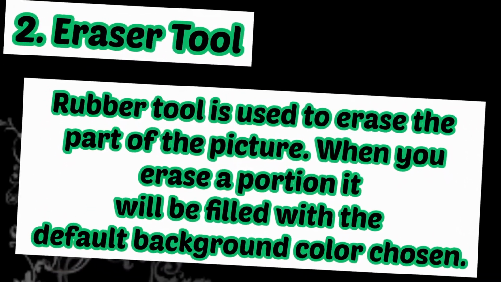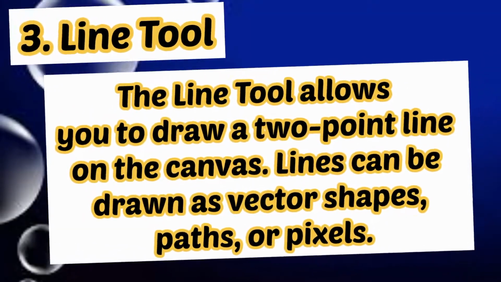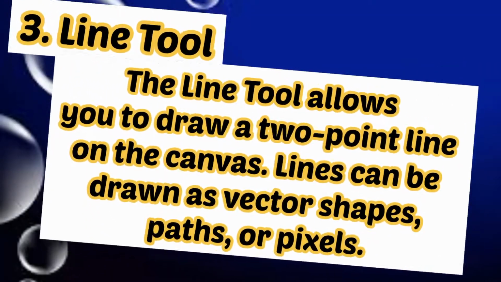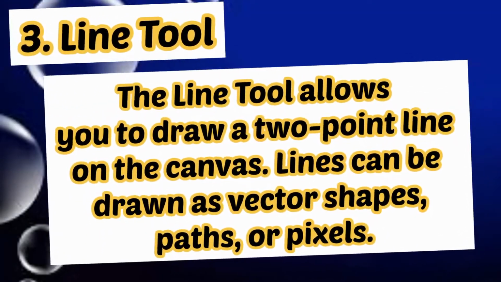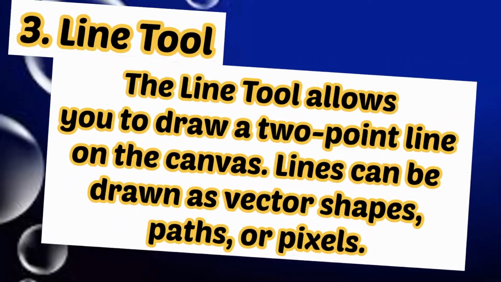Now let's discuss about the third one, line tool. The line tool allows you to draw a 2-point line on the canvas. Lines can be drawn as vector shapes, path or the pixel.